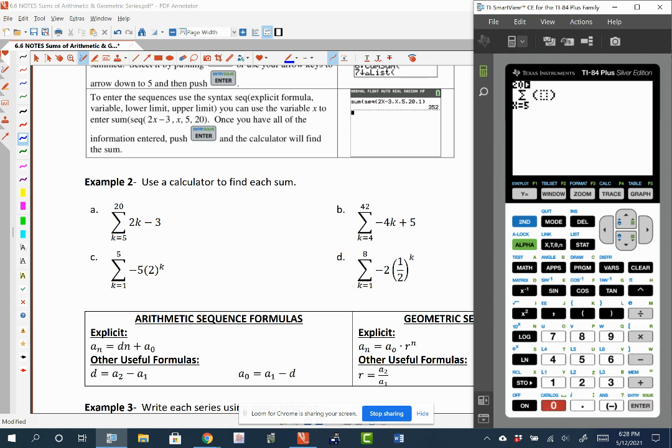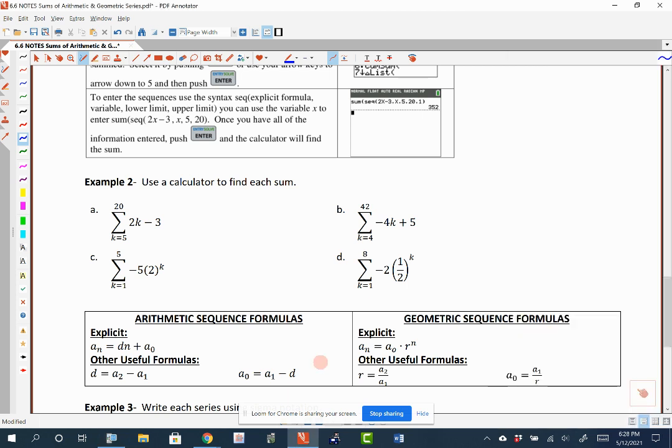Aren't we glad we don't have to write out all 20 of those? Again, right arrow takes me down to be ready to put in my explicit equation. So we have 2K minus 3. So again, I'm going to do it 2X minus 3. So by pressing enter, it'll automatically find the summation for us. 352. If we take all of those sequence terms from 5 to 20 for this linear function.